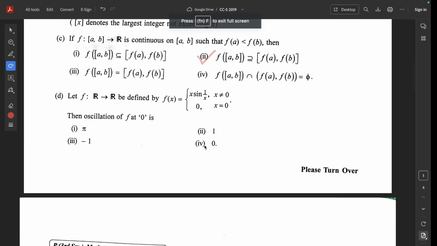Question D. Let f map R to R be defined by f(x) = x sin(1/x) for x not equal to 0, and 0 for x equal to 0. Then the oscillation of f at 0 is, the correct option is 4.